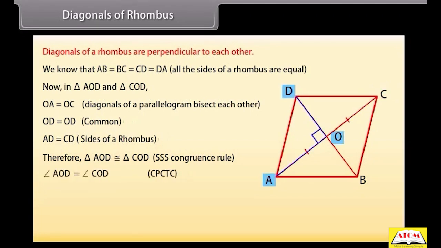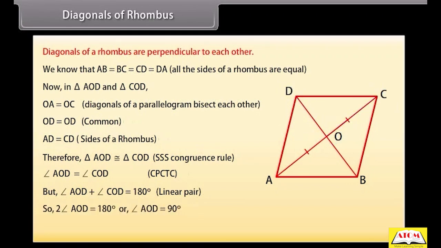This gives angle AOD is equal to angle COD because corresponding parts of congruent triangles are congruent. But angle AOD plus angle COD is 180 degrees because these are linear pair angles. So, 2 angle AOD is equal to 180 degrees, or angle AOD is equal to 90 degrees. So, the diagonals of a rhombus are perpendicular to each other.